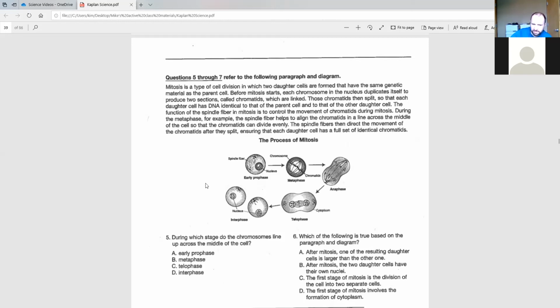The 2 daughter cells each have a nucleus. Simple as that. B is the right answer. Okay? I could go through and look at these other 2. A, the first stage of mitosis is the division of the cell into 2 separate cells. No, that's the last stage of mitosis. And D, the first stage of mitosis involves the formation of cytoplasm. Cytoplasm, I see right there.